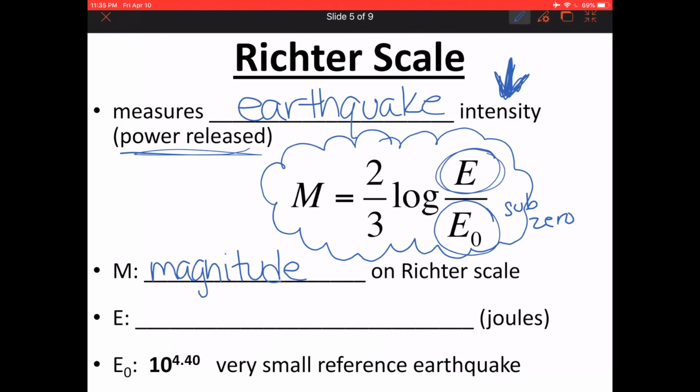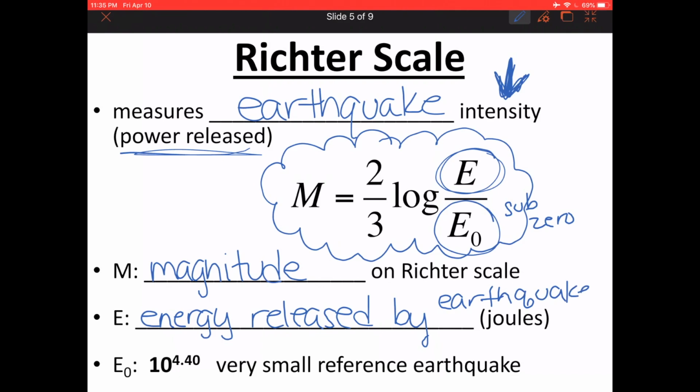The letter E here in the equation is going to represent the energy released by the earthquake. So that's what that letter E is going to represent, the energy released by the earthquake, and the energy is going to be measured in joules. So if the example tells you 100 joules, that's where we enter that information in for the letter E.